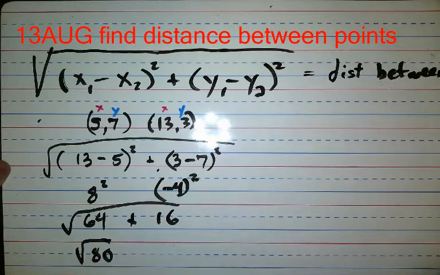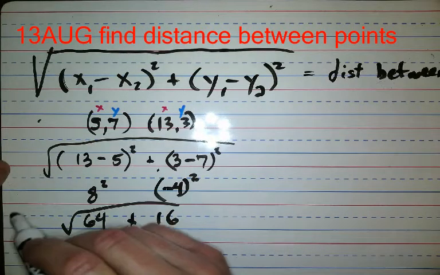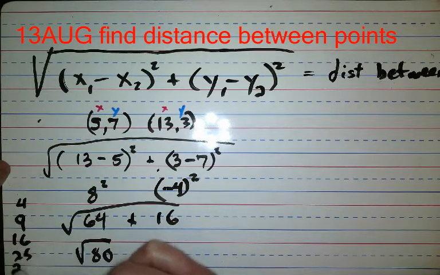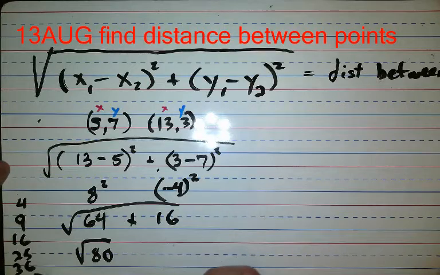So remember that we had to simplify the square roots. Whenever we simplify, we have to divide by the perfect squares. So the options are 4, 9, 16, 25, 36, all the perfect squares. You try and see which one divides in there. Does 36 divide into 80? No. 25? No. 16? Yes. 16 divides into 80. So this is the same thing as 16 times 5, because the radical of 16 times the radical of 5 is going to be the square root of 80.